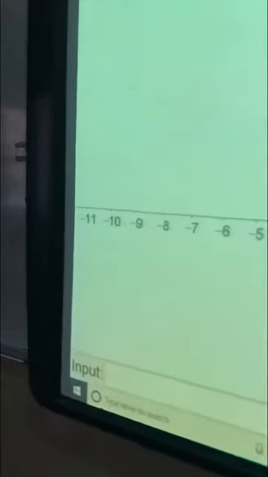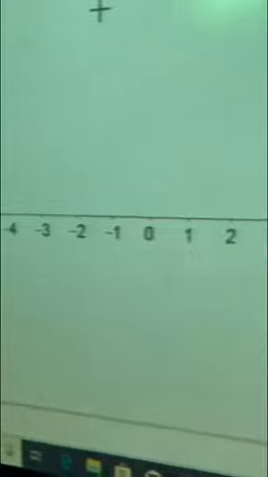Now, we normally use our integers when we set up a number line. See, there's my 0, there's my positive whole numbers. There's my 0, there are my negative whole numbers. All of these numbers that you see are considered integers. All right, these are all integers.